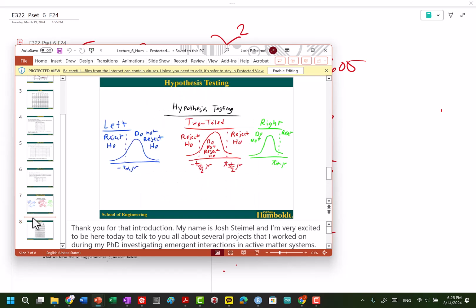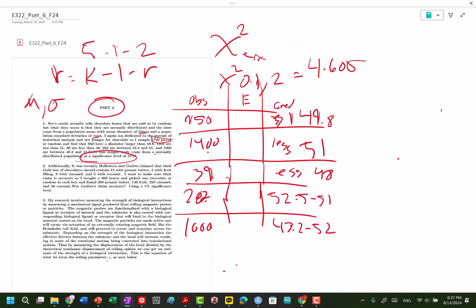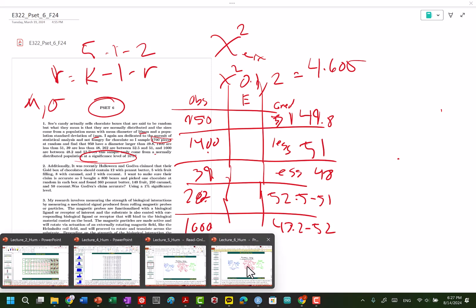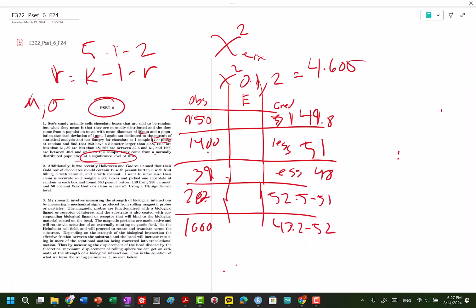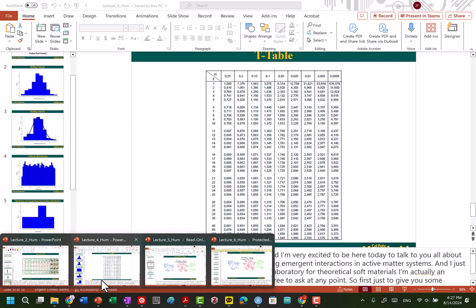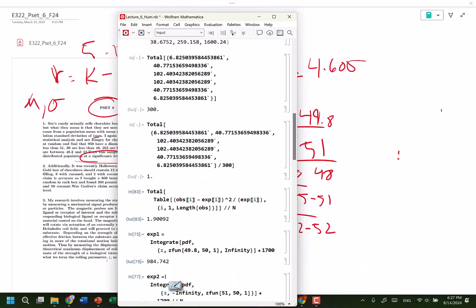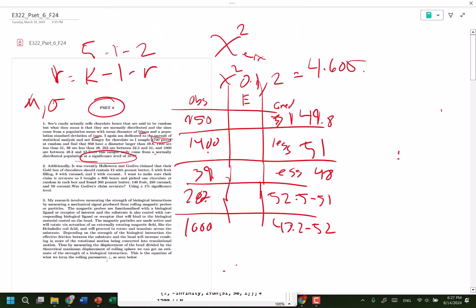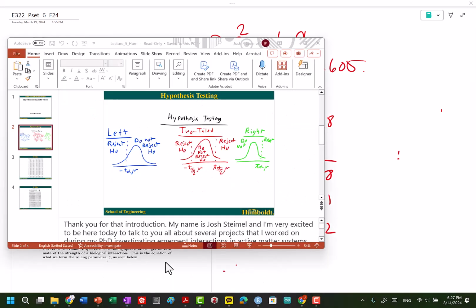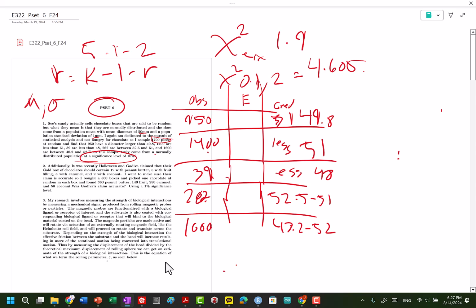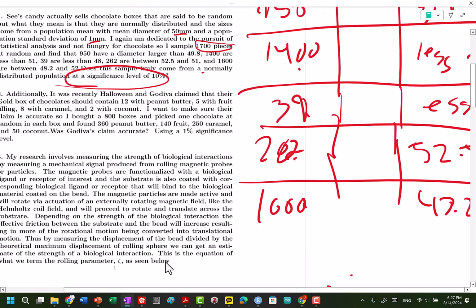Let's go ahead. Are we in the reject or do not reject regime? It's always going to be a right-tailed test. So are we beyond that value? Where are we at? Oh, excuse me. Our chi-squared is 1.9. So we are in the do not reject regime. If we look over here, right-tailed test, we do not reject. Fantastic.